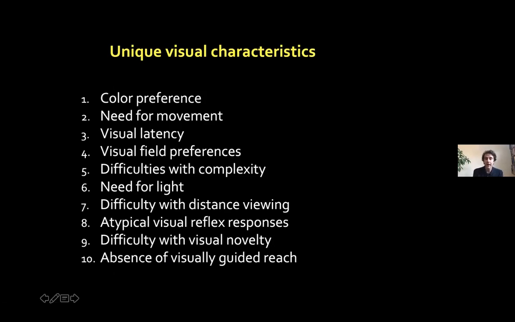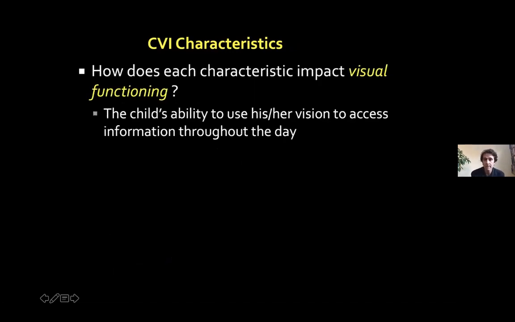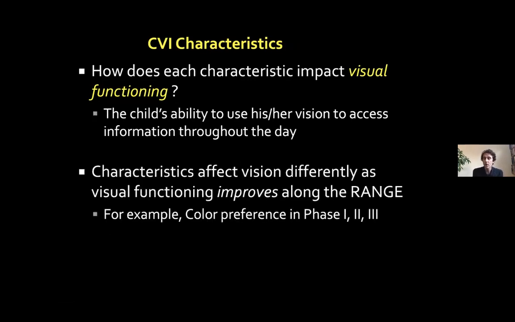What we're going to do now, and probably for the majority of our time together today, is really dig into the unique visual behavioral characteristics of CVI. And as we go through each of these 10 characteristics, we're going to look at how each one impacts visual functioning, the child's ability to use their vision to access information throughout the day. So we're going to talk about how each characteristic impacts that, with an understanding that characteristics affect children differently as their visual functioning improves along this range of visual processing.